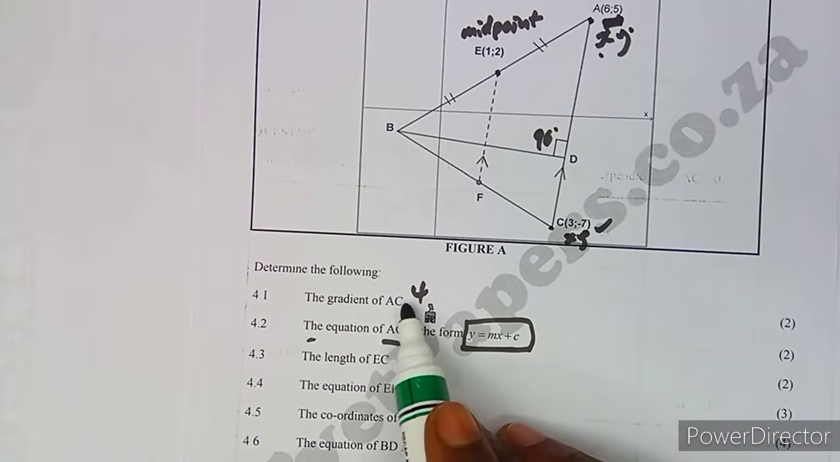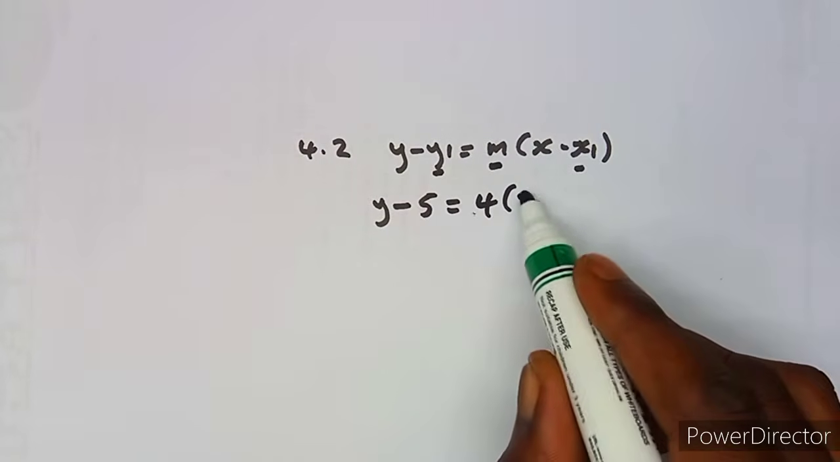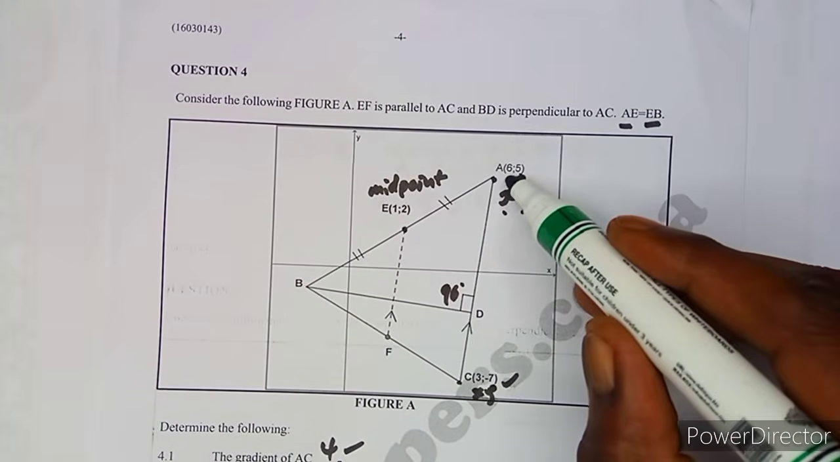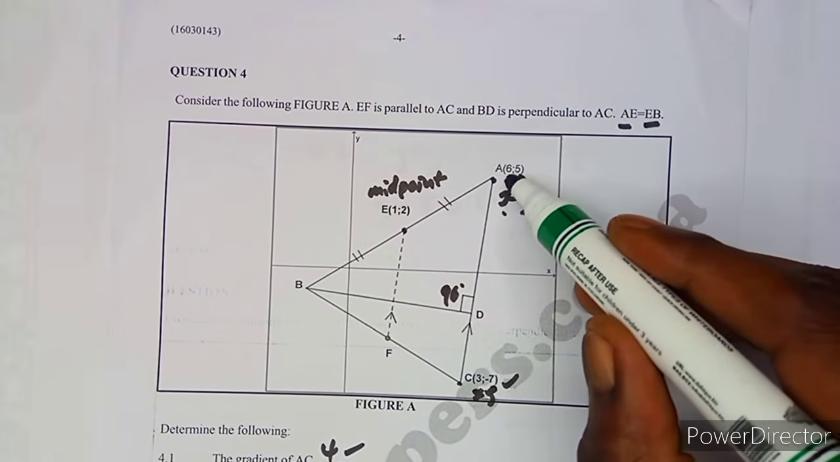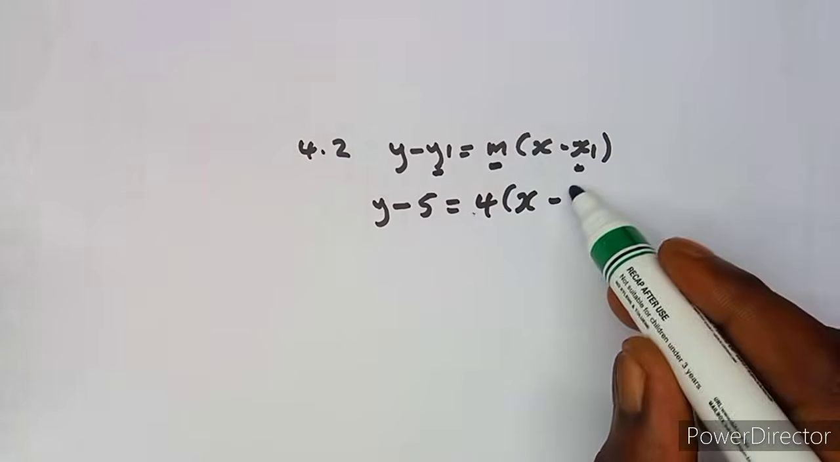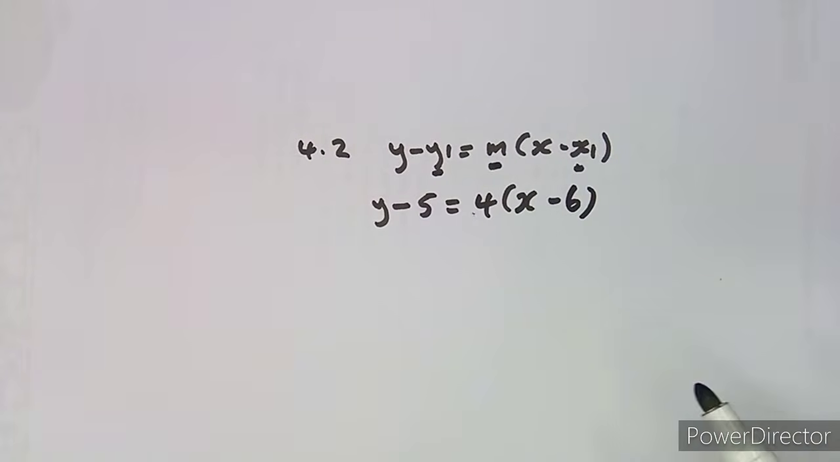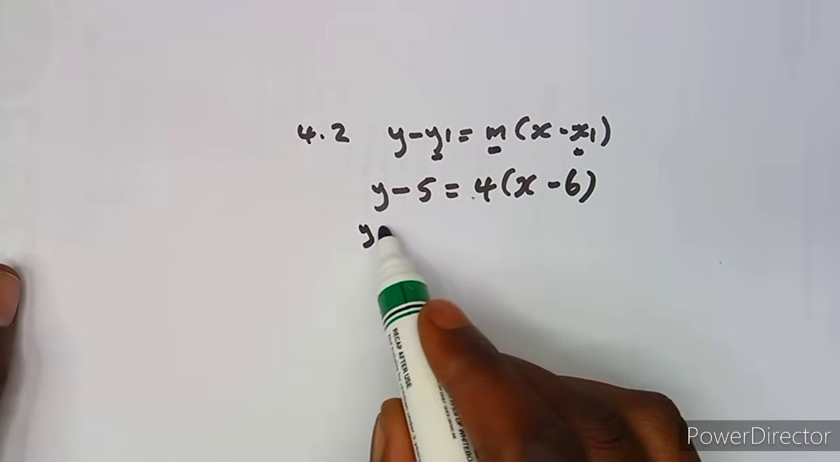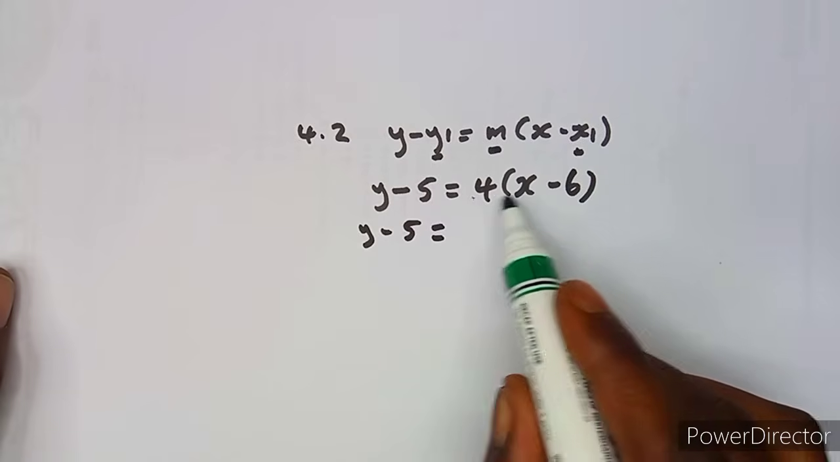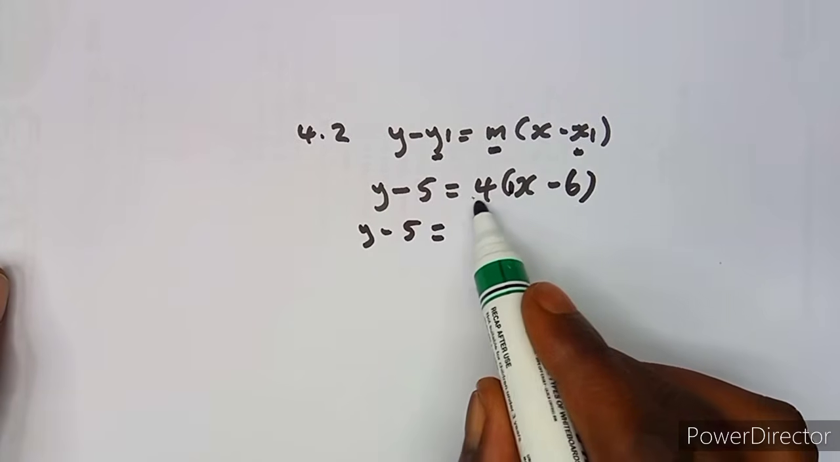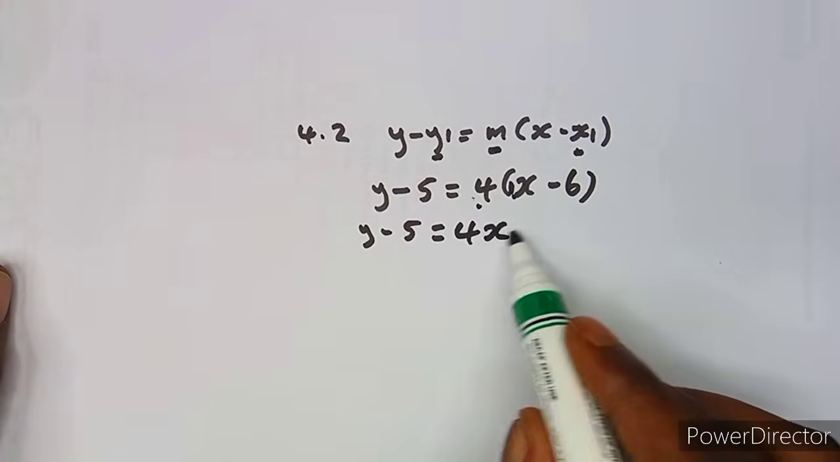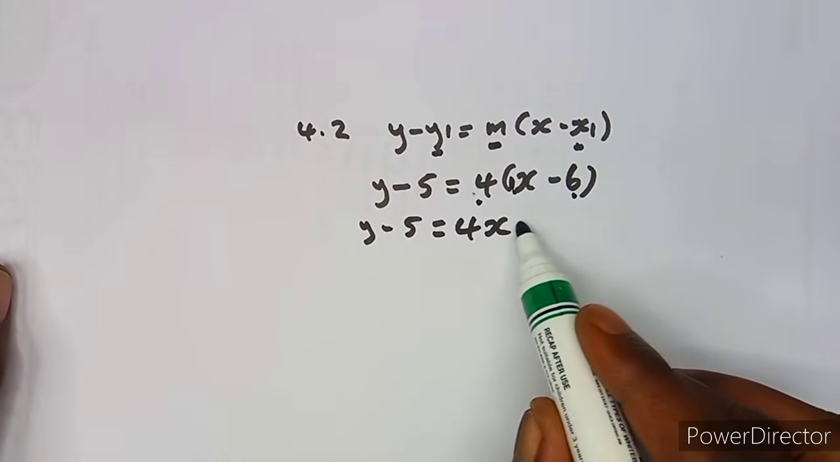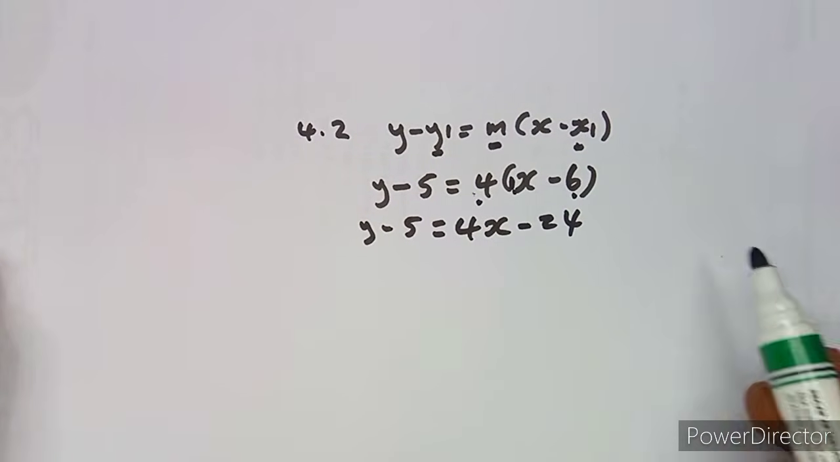Remember, we obtained the gradient of AC to be equal to 4, so it's going to be 4 into x minus x1. For x1, you substitute the value of x at the point you have taken. The value of x here is 6. Let's expand this bracket. We have y minus 5, which is equivalent to 4 times 1x, which is 4x, and 4 times minus 6, which from your calculator is negative 24.